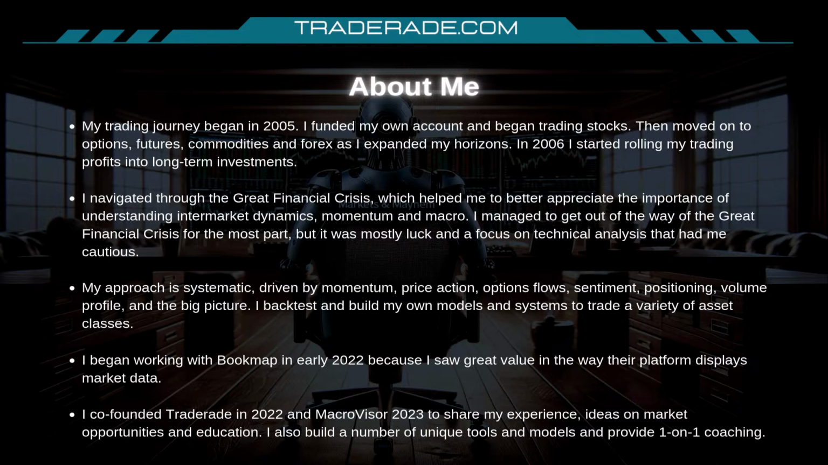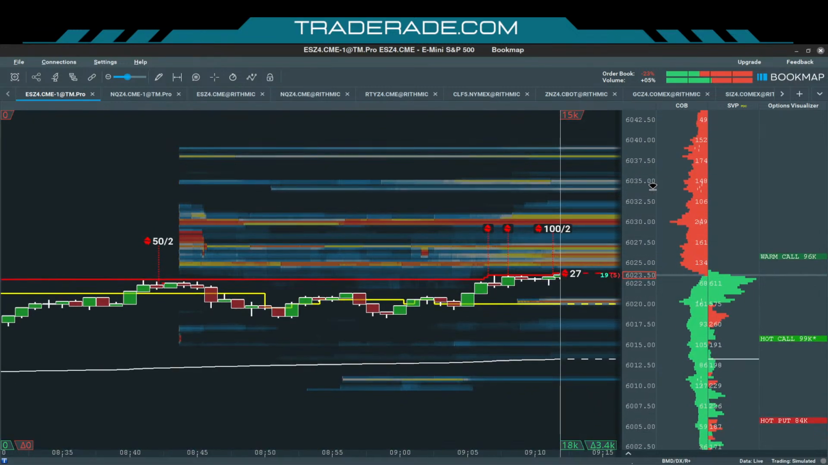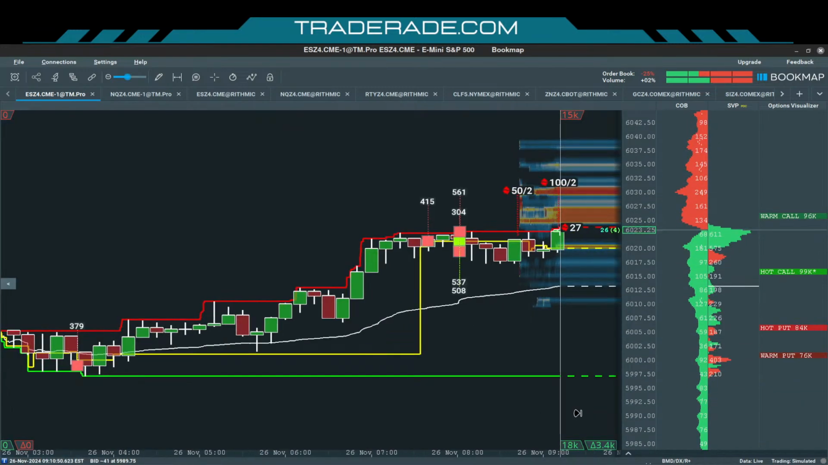So with all that being said, let's go ahead and drop right into Bookmap here. We can see on screen we've got a filtered view of the S&P 500 futures contract, and we'll just zoom that out so we can talk a little bit about the overnight session. What happened last night was pretty interesting.